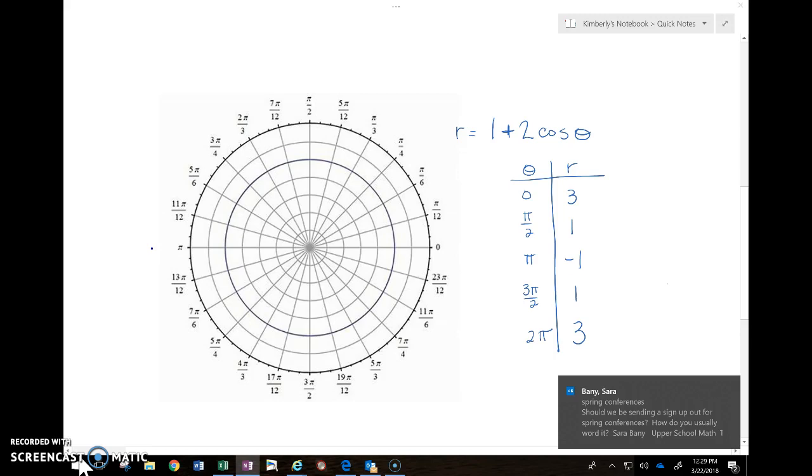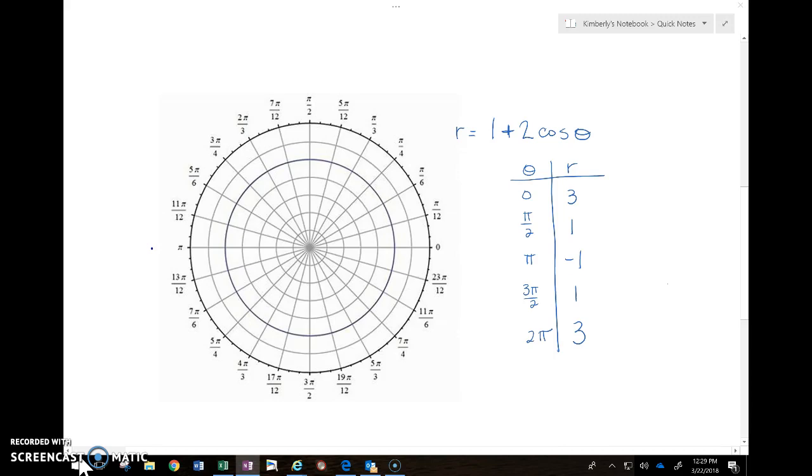So here we go. I've got the equation r equals 1 plus 2 cosine theta, and I'm putting in values for theta: 0, pi halves, pi, 3 pi halves, and 2 pi. As long as your coefficient in front of theta is 1, like it is in this problem, those values of theta should be sufficient to graph the entire curve. This is going to rely heavily on your unit circle knowledge, so I've gone ahead and filled out the chart. You should be able to follow that.